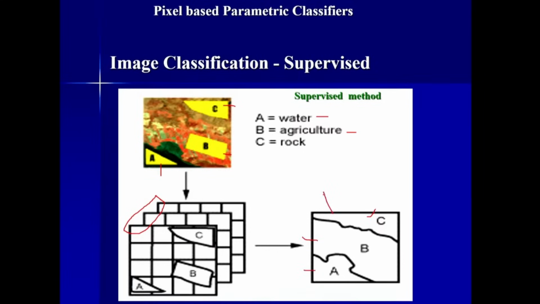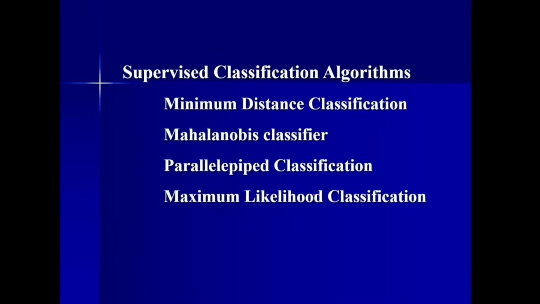So that way this is a supervised algorithm, and in the output you can see for each class the label is there. We will not use the word clustering here. For supervised classification, it is classification, and in the output you see the labels, because the labels are coming from the training data. For supervised classification, there are 4 conventional algorithms used. The first one is minimum distance classification, second is Mahalanobis classifier, third is parallelepiped classifier, and fourth is maximum likelihood classifier. So how does the minimum distance classifier work?